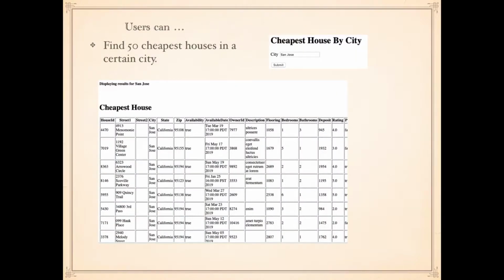Finally, users can find 50 cheapest houses in a certain city. Since our application is for tenants, we sort the houses by their house rent. So we click into cheapest house by city and enter San Jose. Here are the results. And if we look at the house rent column, we can see that these houses are indeed sorted by house rent in ascending order.